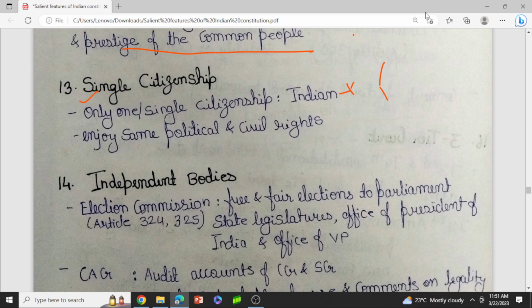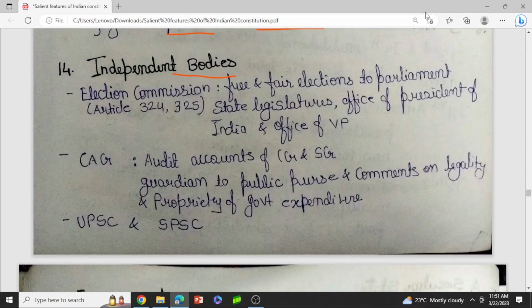We have some independent bodies who regulate their own working, like the Election Commission, CAG, Comptroller and Auditor General, UPSC and SPSC. The Election Commission is given in Articles 324 and 325. They are kept independent for free and fair elections of Parliament. There should be no malpractices happening. State legislation, Office of President of India and Office of VP.